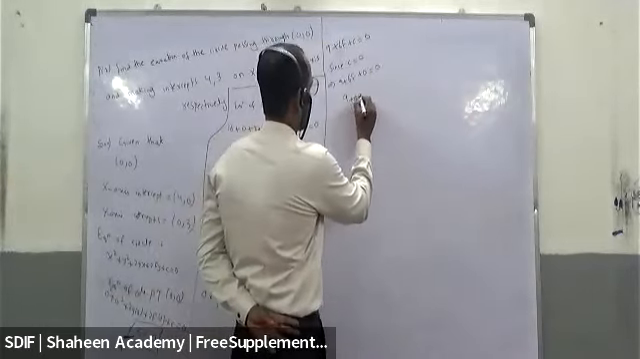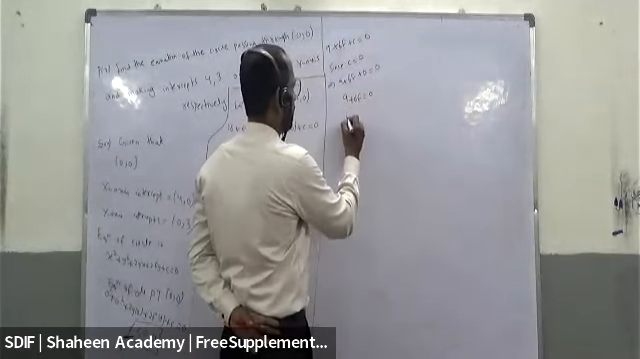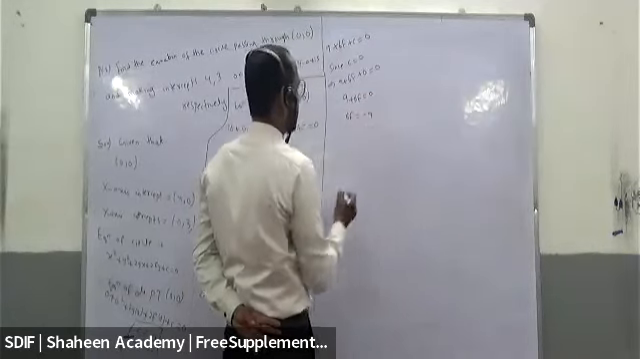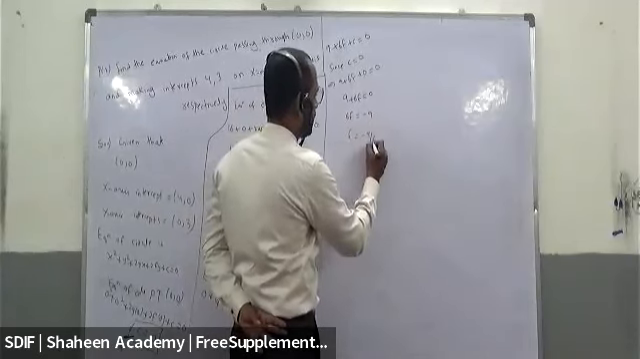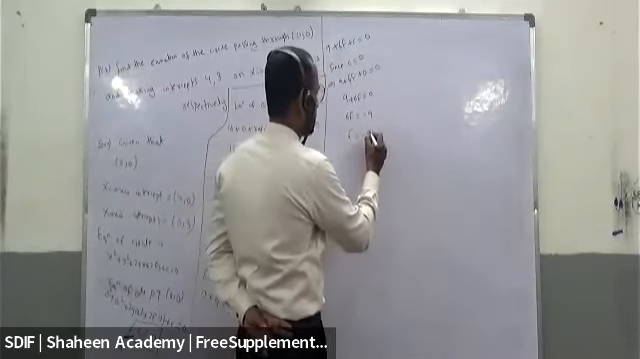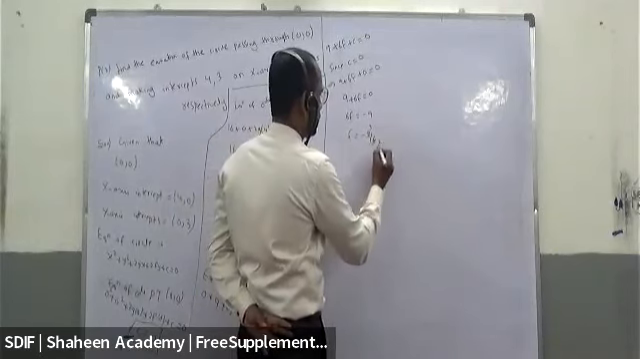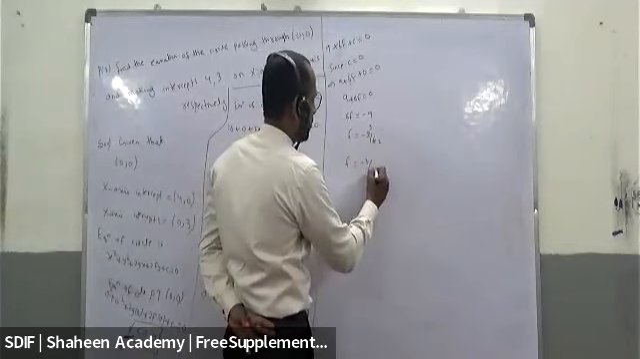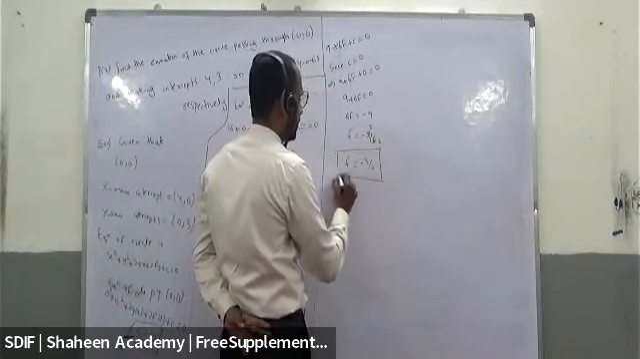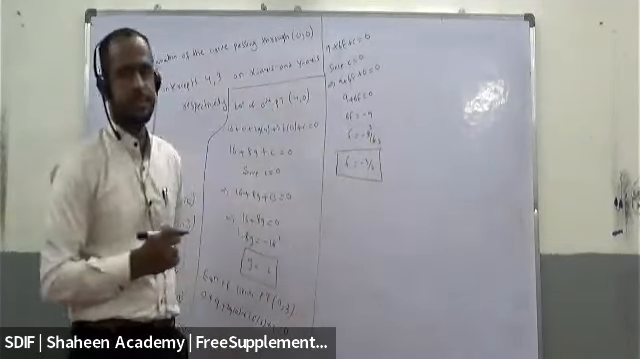So 9 plus 6f is equal to 0. 6f is equal to minus 9. So f is equal to minus 9 by 6. That is, 3 threes are 9, 3 twos are 6. So f is equal to minus 3 by 2. This is another value we have got.